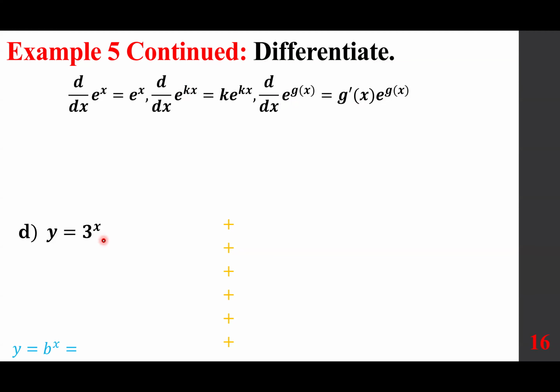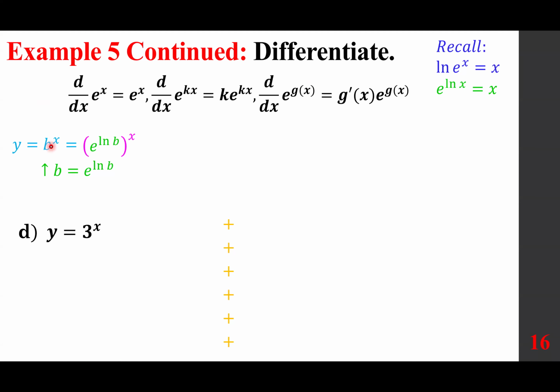So what is the derivative of b to the power of x? We use the logarithmic property that says ln of e to the power of x is x, or e to the power of ln x is x, and we're going to use this property to write b, the base, as e to the power of ln b. The reason we do that is because we know what the derivative is when the base is e. So we are going to replace the b with e to the power of ln b.